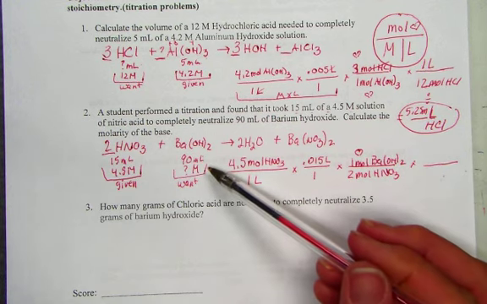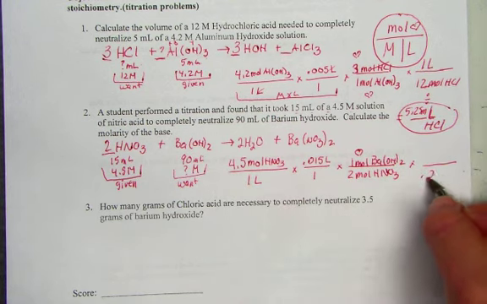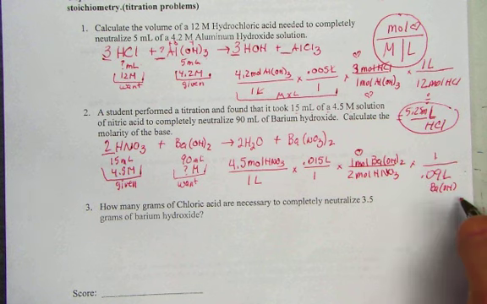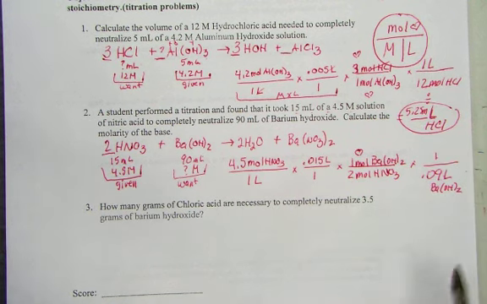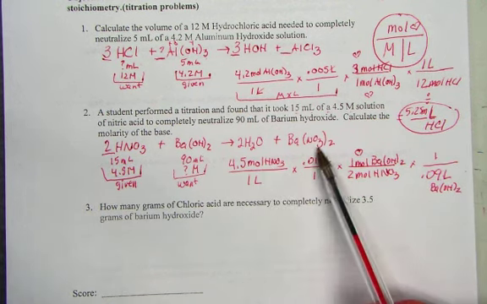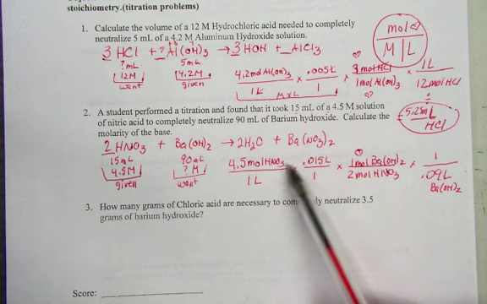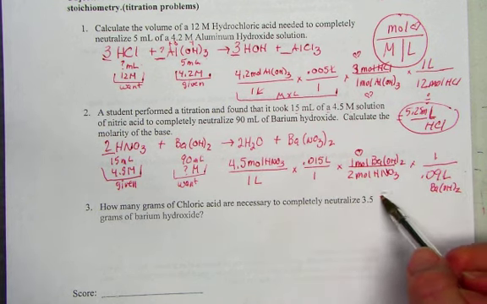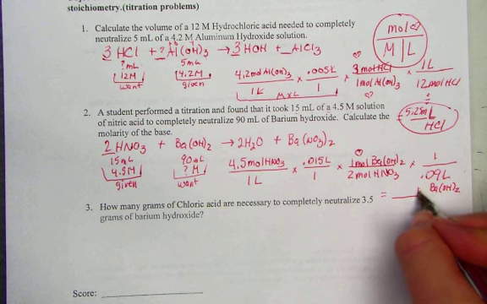So that 90 milliliters will go in as a liter, 0.09 liters of our base. And you can just set that under a 1 so you can see the fraction. We've canceled out liters of acid, moles of acid, and we'll end up with molarity of our base, big M.